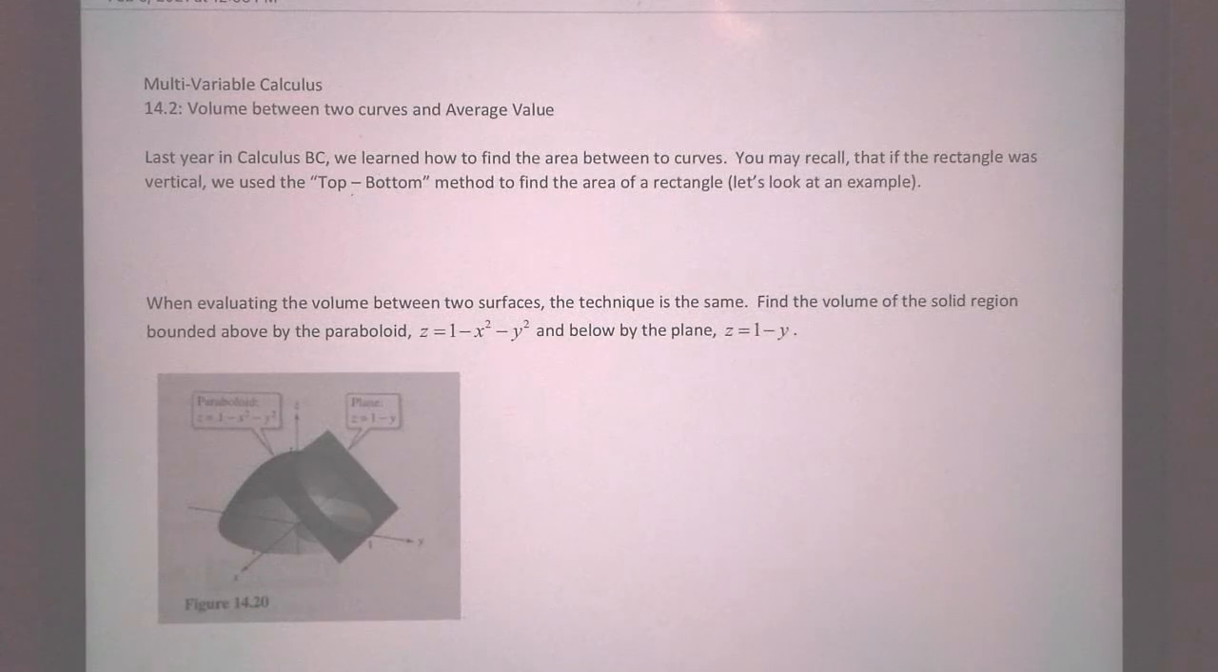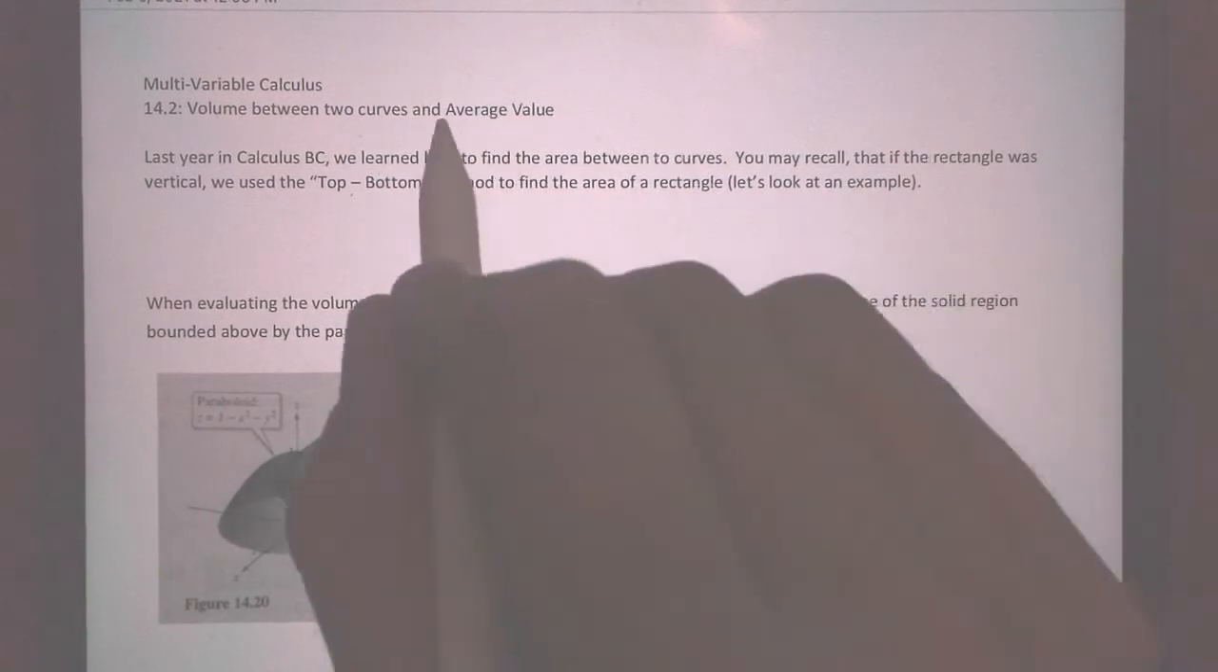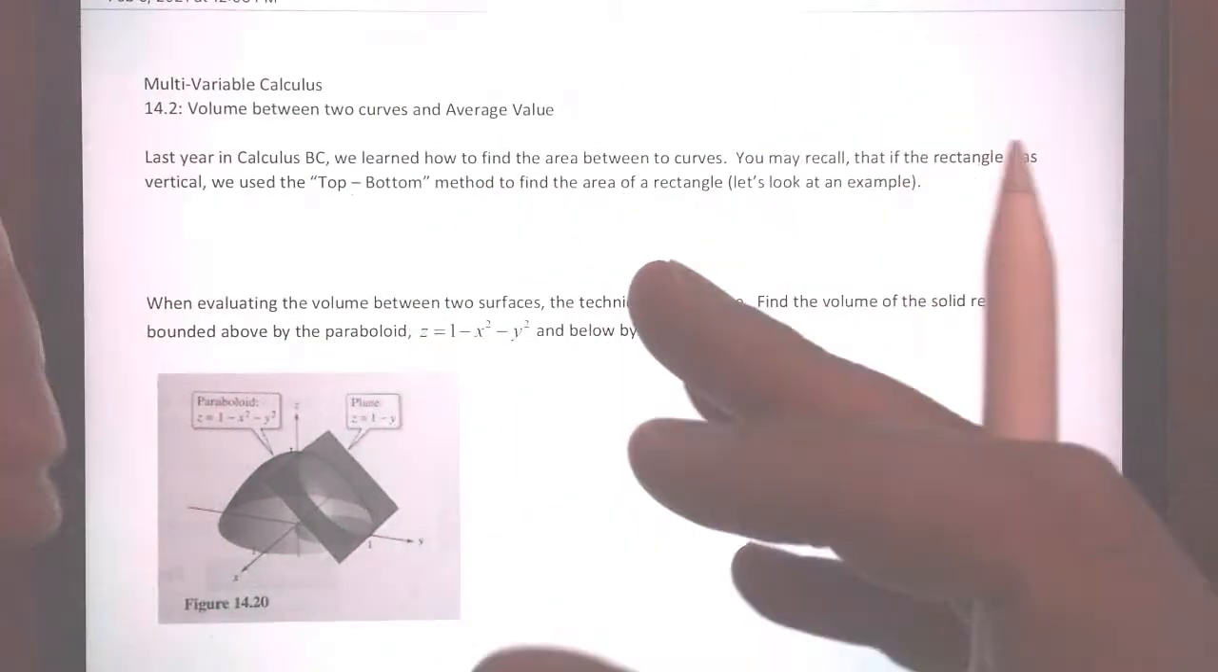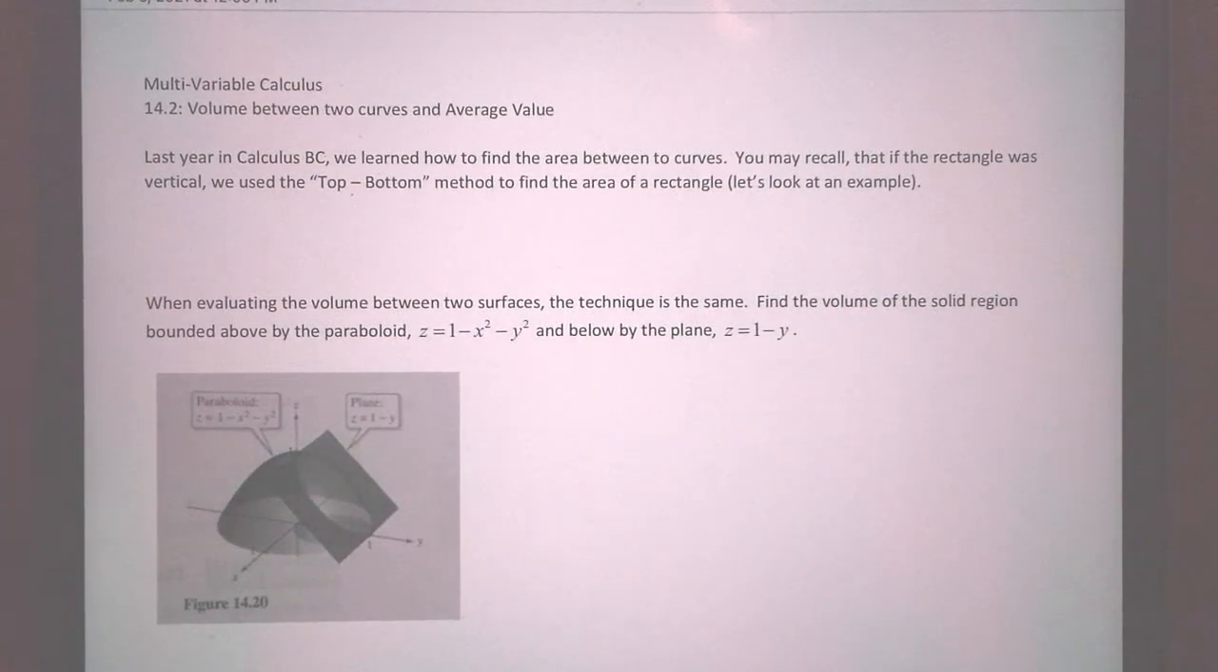Today we're going to take a look at finding volume between two curves, very similar to something we did last year in single variable calculus. And we're also going to be taking a look at how we find the average value of a surface, of a volume right here. So let's review a little bit from calculus last year.